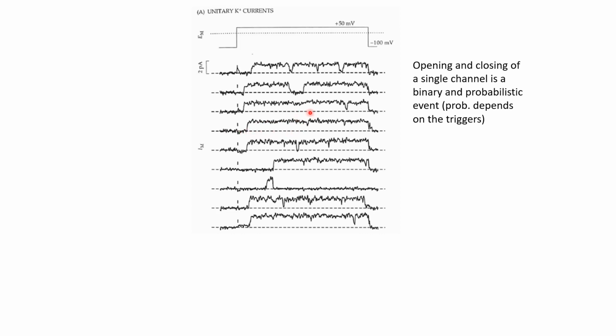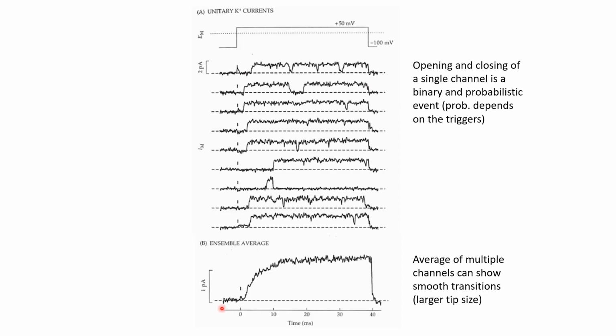Now if we average over multiple channels and make a summary of the different channels, we get a trace like this. This is the total current through many potassium channels in response to the voltage pulse given to the membrane. In this average we see a gradual increase in the current. The total current through all these channels starts at zero, and then gradually increases.